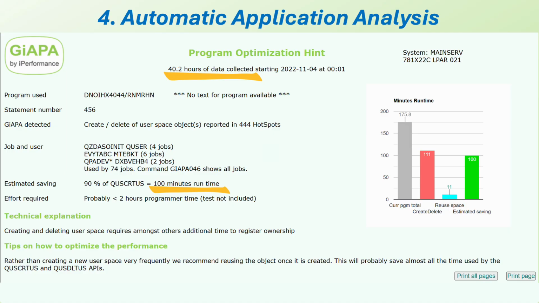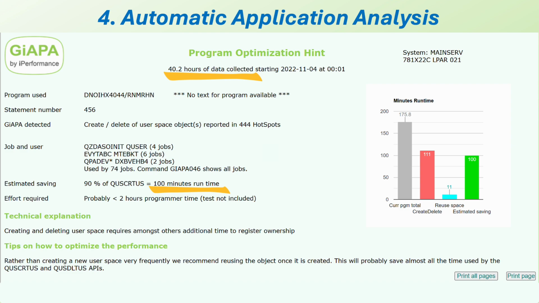Each case is presented on a single page, providing everything needed to assess and implement the improvement. And like here, often just a small code change is needed. Being the first and only software capable of fully automated performance analysis, GiAPA truly is unique.